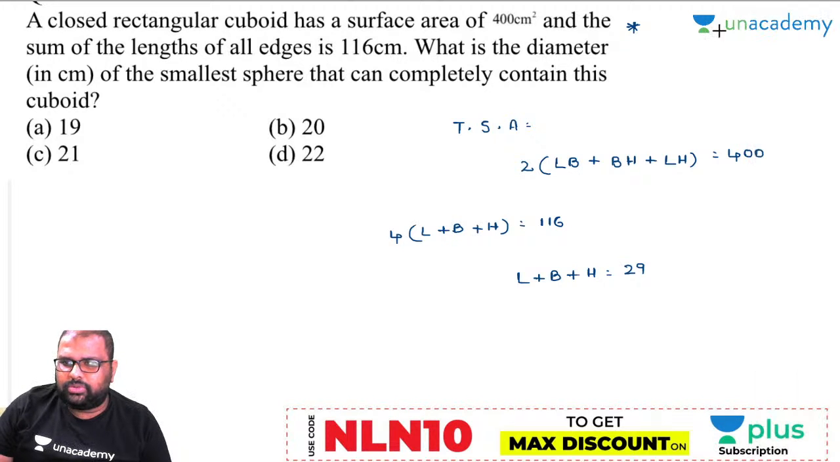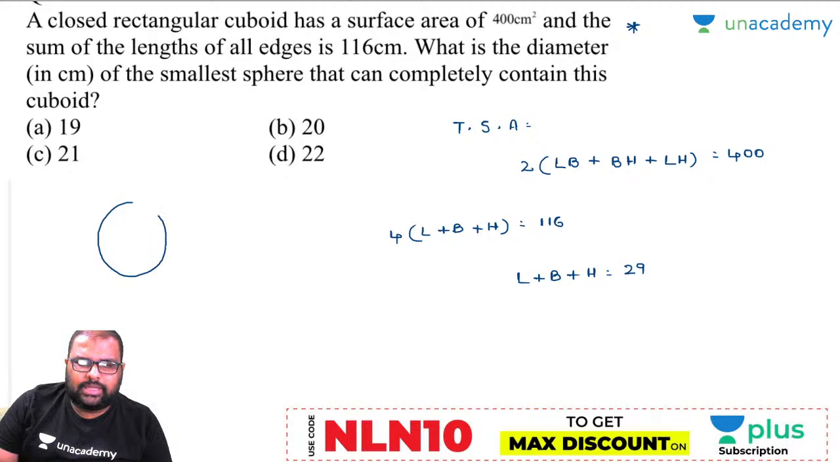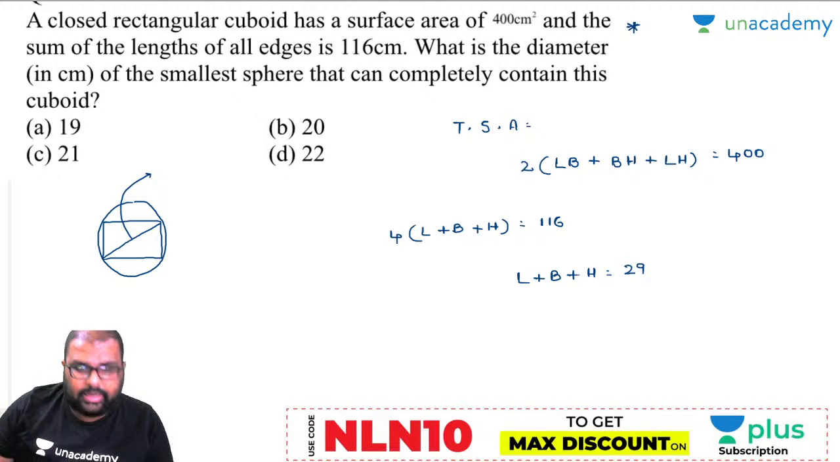So let us take this as a sphere, and this sphere has to contain the complete cuboid. Am I right? Yes, perfectly done. This is nothing but the diameter of the sphere. This diameter of the sphere will be equal to the body diagonal of the cuboid. Am I right or wrong?